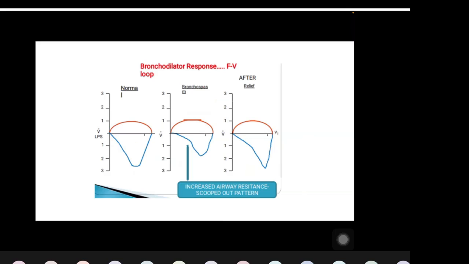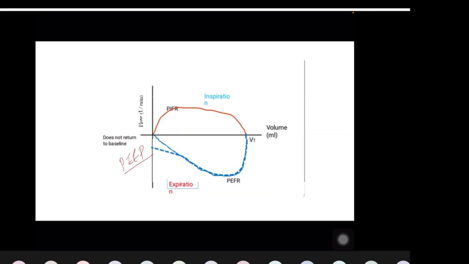Also, we can assess the bronchodilator response. If there is some degree of airway resistance, the expiratory limb will always have a scooped out appearance, and the peak expiratory flow rate will be reduced. But after bronchodilator, the scooped out appearance will be reduced and the flow rate will be increased. So these are the ways by which we can diagnose conditions.